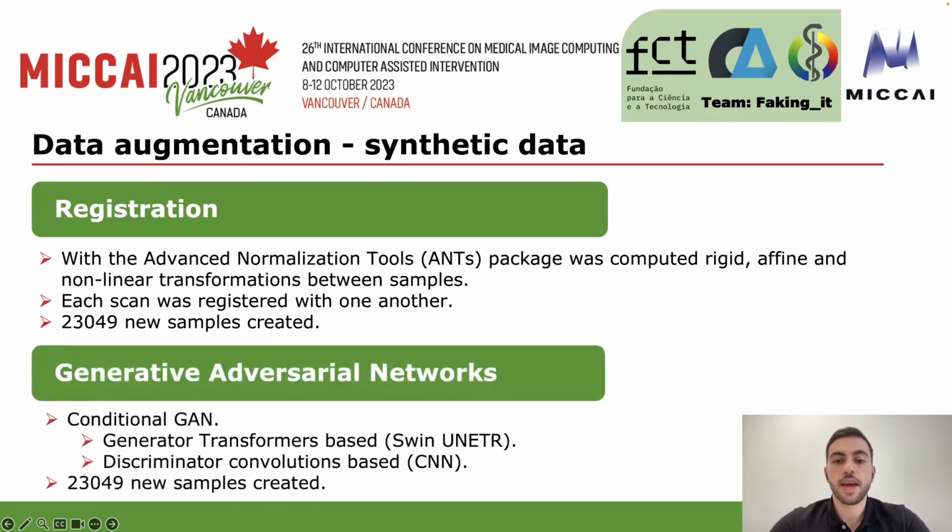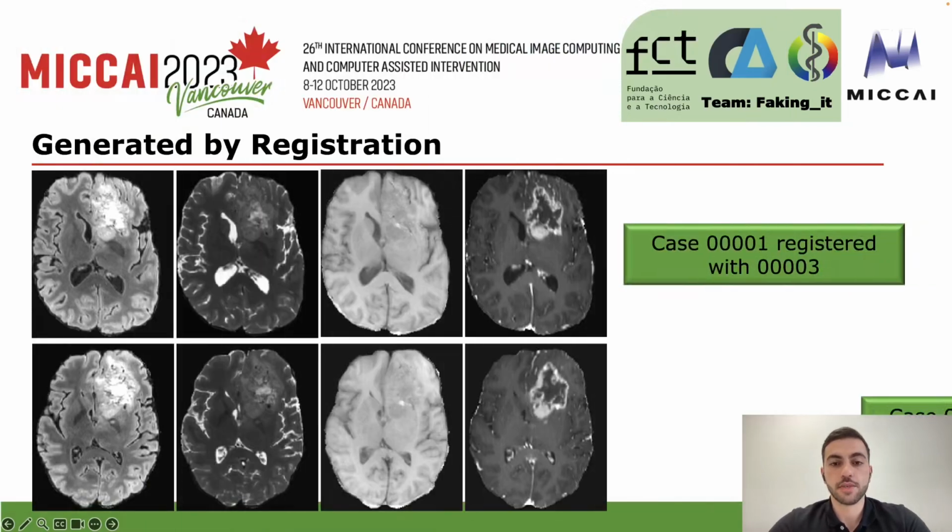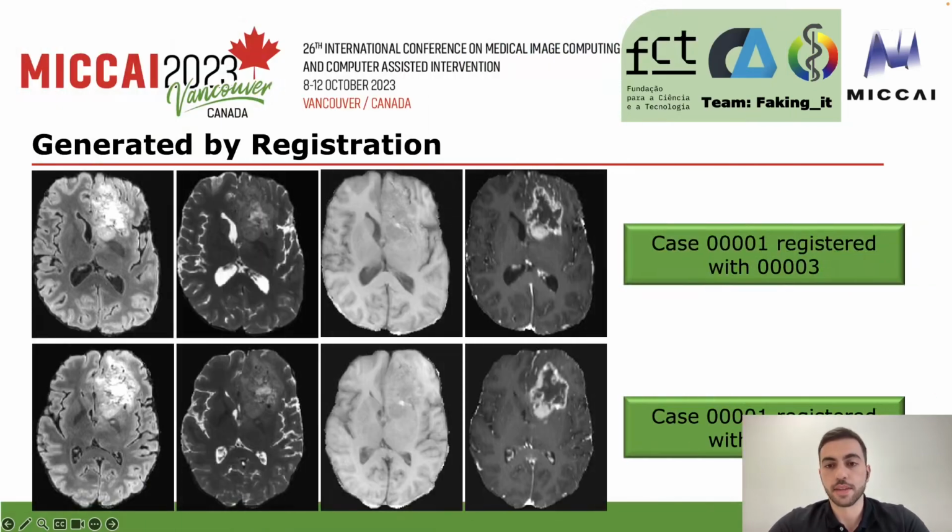The second method involves the use of generative adversarial networks. A conditional GAN was trained to insert tumors into healthy parts of the brain, reducing the discrepancy between healthy and non-healthy tissue, and to allow a fair comparison, 23,049 cases were also created. Here, we see two new cases created by registering case 1 with cases 2 and 3. And as we can see, this method produced realistic data that is different from the original data.